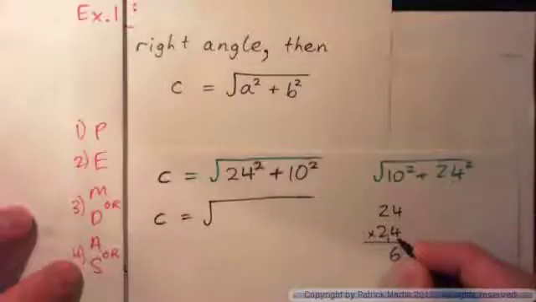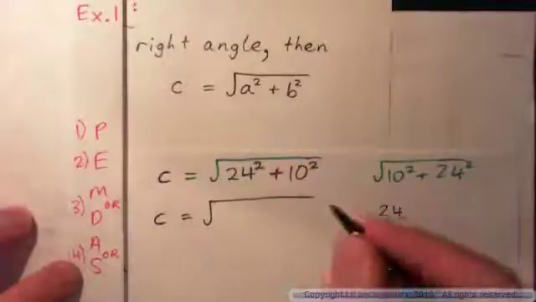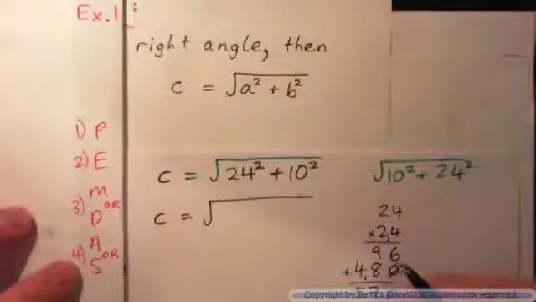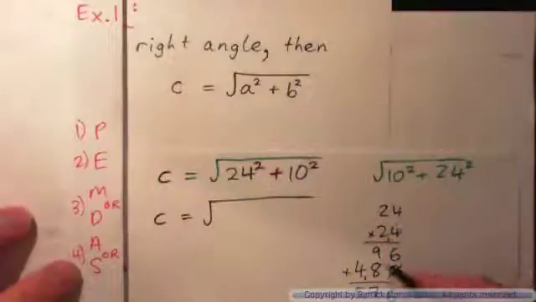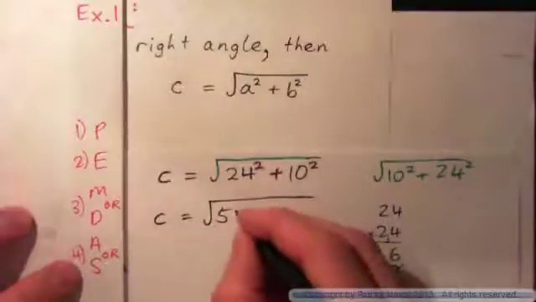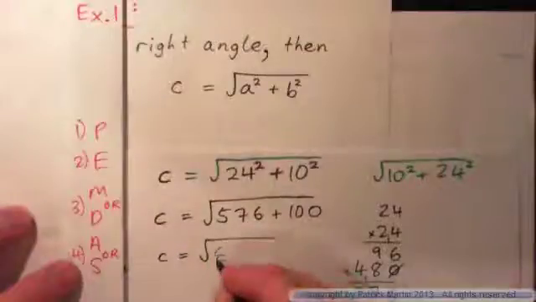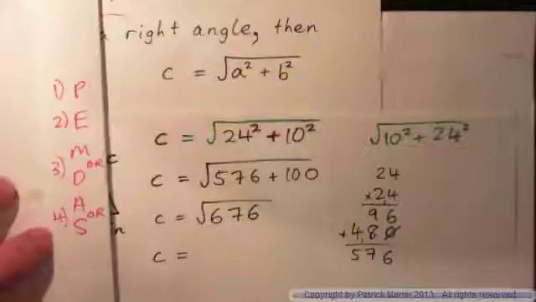4 4s is 16, carry the 1. 4 2s is 8 and 1 is 9. Put a placeholder 0. 2 4s is 8, 2 2s is 4, add, and we get 6, 17, and 5. So 5, 7, 6. Weird. Am I right there? 4 4s is 16, carry the 1. So 8. Yeah. So 5, 7, 6, and 10 squared is 100. Oh my goodness. So C equals the square root of 676. And yeah, sorry, that's a tough one to figure out. I'll just give you that.